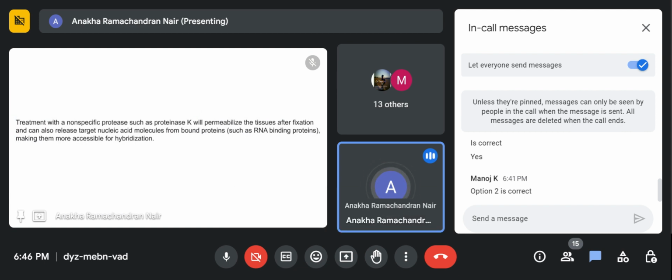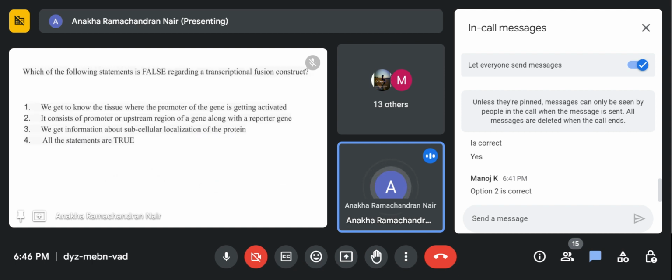So if your RNA has a protein attached to it, and this is the area that the probe also has to attach, the probe will not be able to attach, right? So in this case, this proteinase K will also remove this protein so that you have a free RNA molecule to which your probe can attach. Okay, and making them more accessible for hybridization. So now that we have done this, let's move on to the next question.